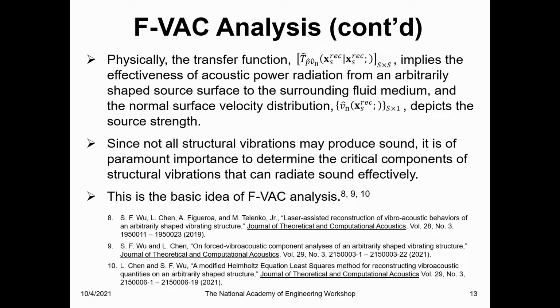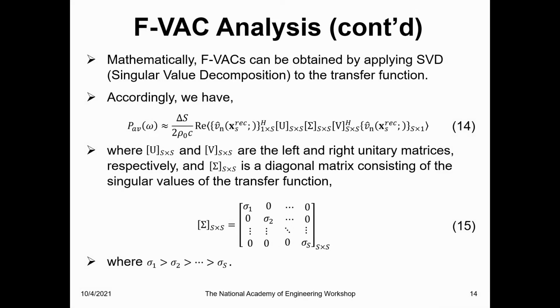Since not all structural vibrations may produce sound, it is of paramount importance to determine the critical components of structural vibrations that can radiate sound effectively. This is the basic idea of F-VAC analysis. Mathematically, F-VACs can be obtained by applying singular value decomposition to the transfer function, equation 14, where U and V are the left and right unitary matrices respectively, and sigma is a diagonal matrix consisting of the singular values of the transfer function given by equation 15.